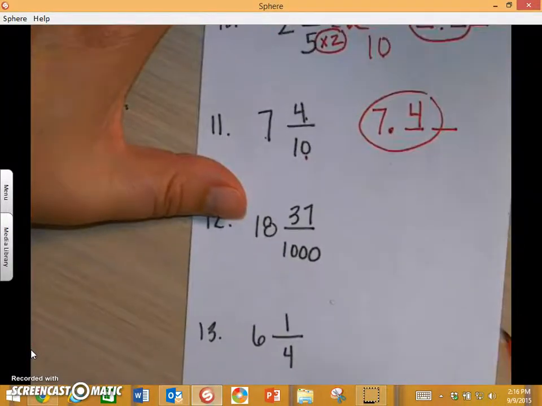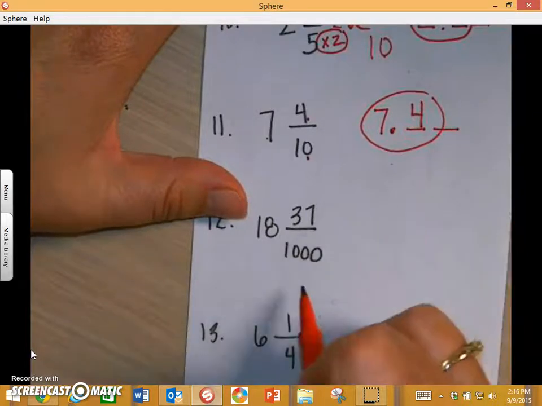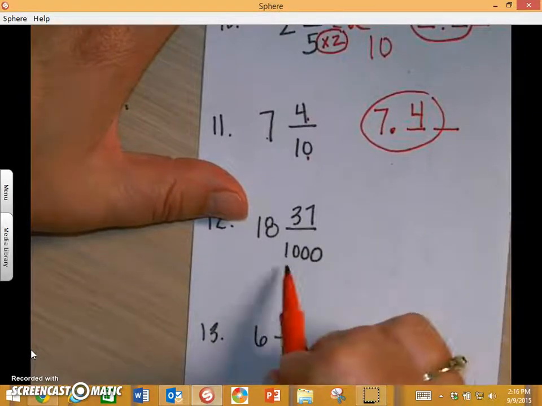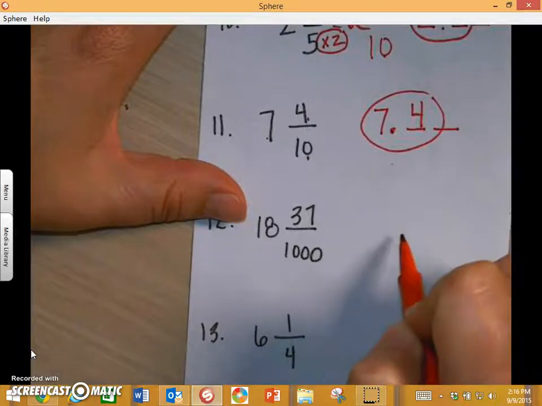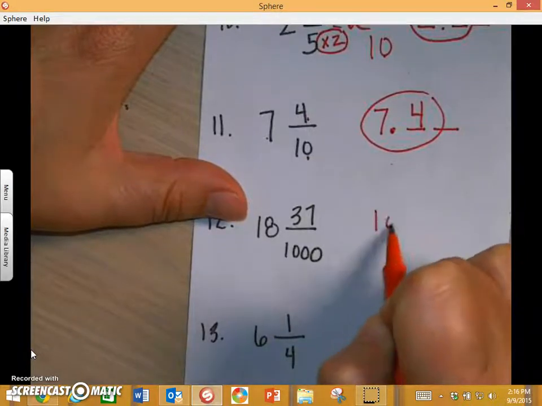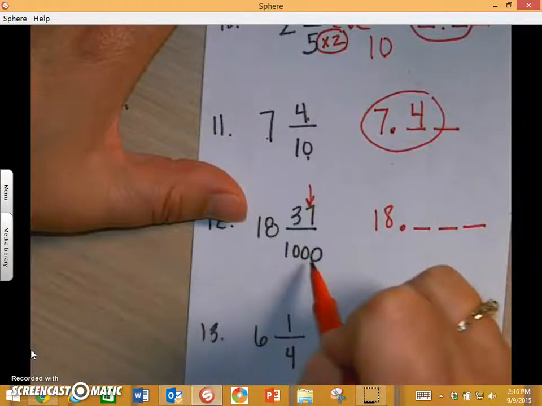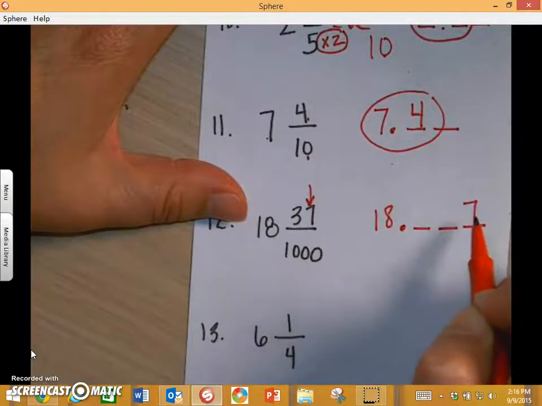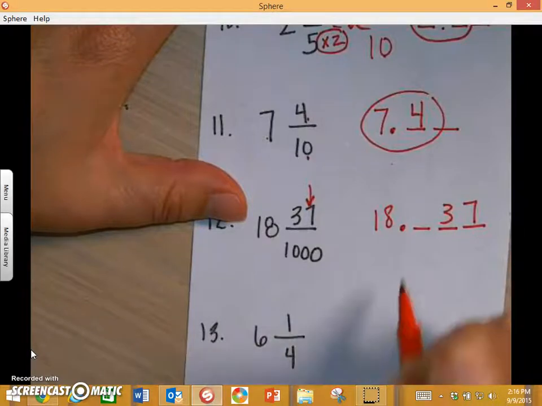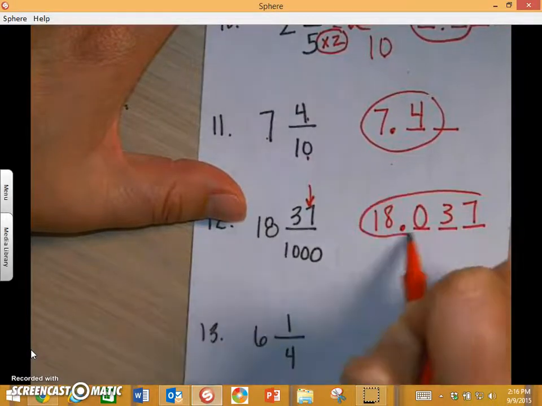Down here, 18 and 37 thousandths. Again, my denominator is 1,000. So I don't have to do anything to that. I just have to put the 18 on the whole number side. And then I have to put the last digit in the thousandths place, like this, but I have to have a 0. So here's my decimal here.